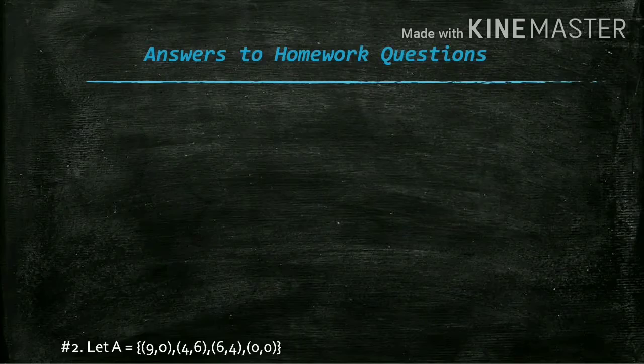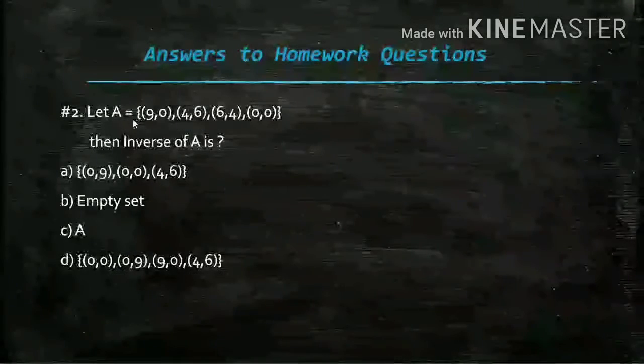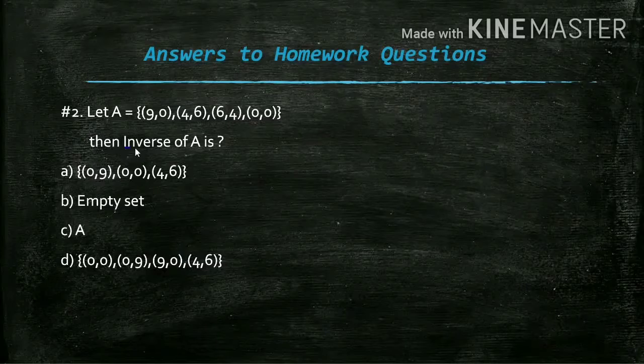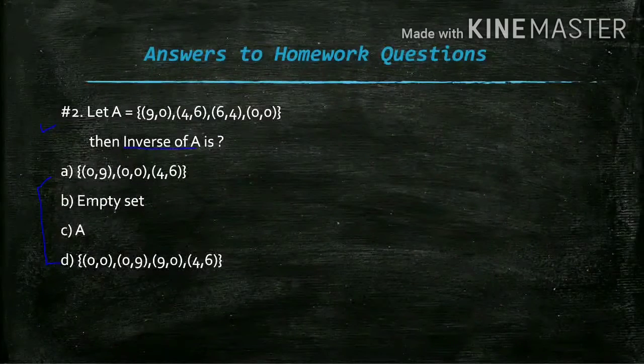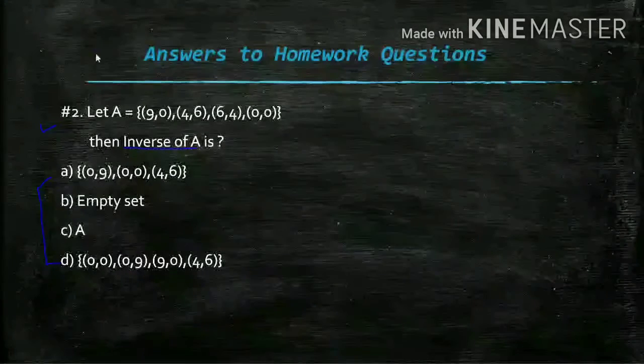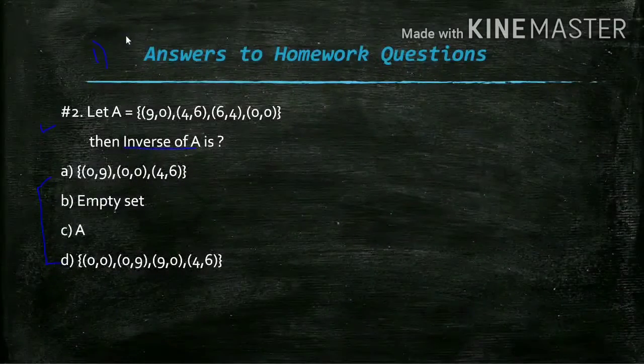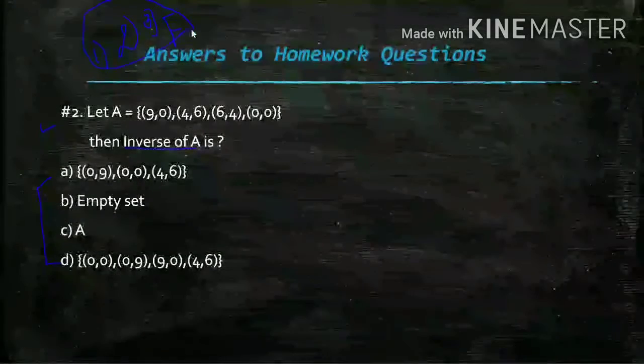Let's now move to the second one. The second one was asking you to find the inverse of the given set A, and the options are given like this. Now just remember something, let me draw a more important point for you. First thing, we do not find the inverse of any particular set. Second thing, we do not find the inverse of any relation. And the third and the most important thing, we find the inverse of an invertible function only. So these are the three important points that you need to remember.